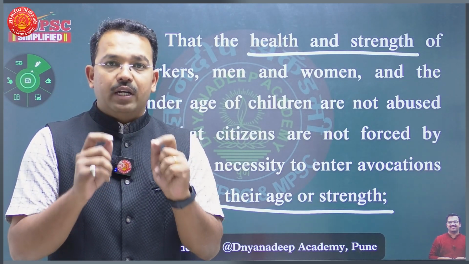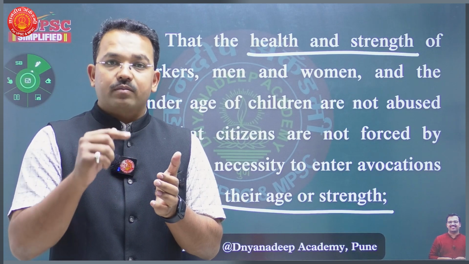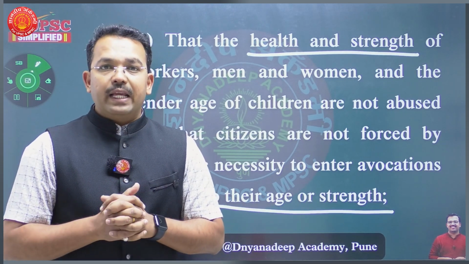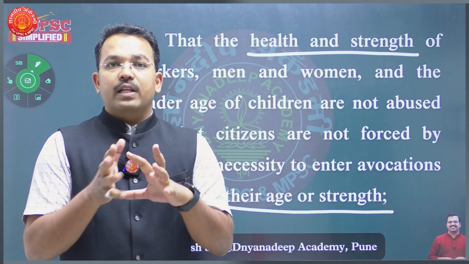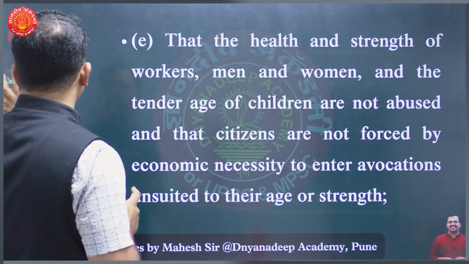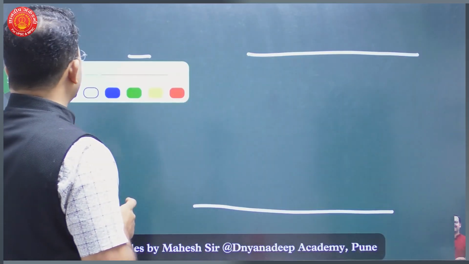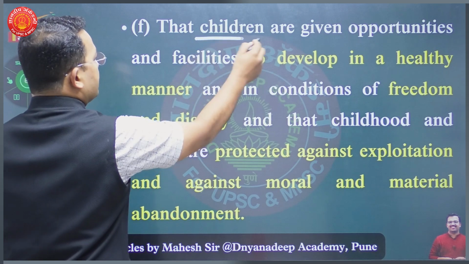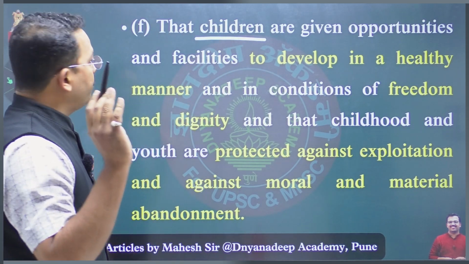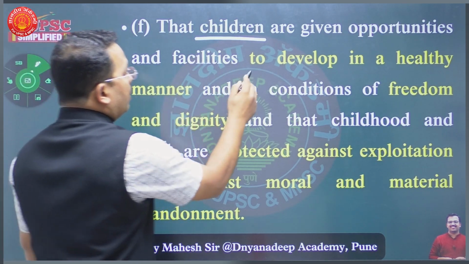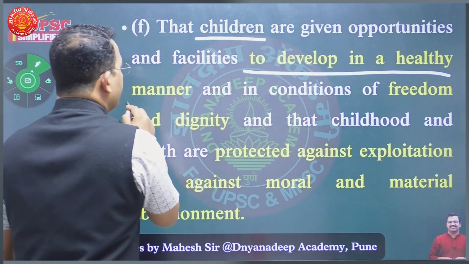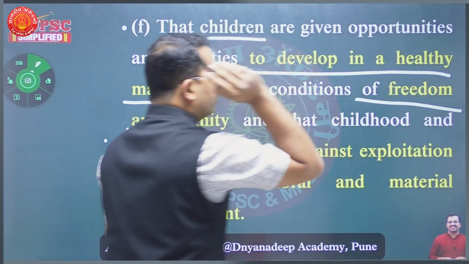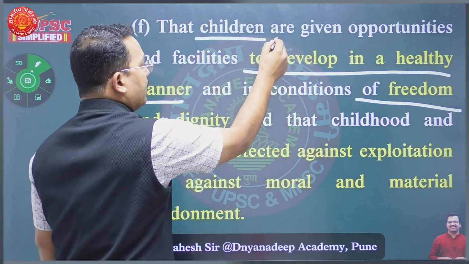So it shall be the duty of the state to impose certain conditions on employers, that the employer should take care of the health and strength of the workers who are working for that employer. Next clause is F. What does it say? It is basically about children. Children are given opportunities and facilities to develop in a healthy manner and in conditions of freedom and dignity. So F talks about development in a healthy manner.